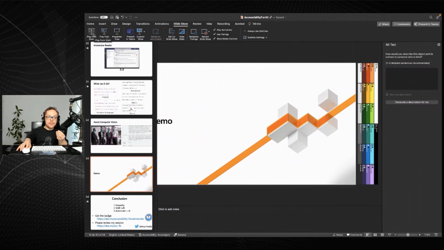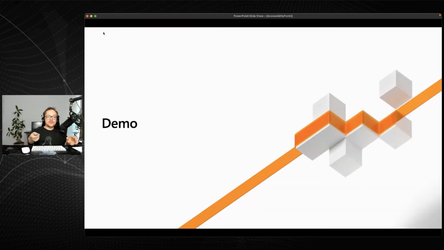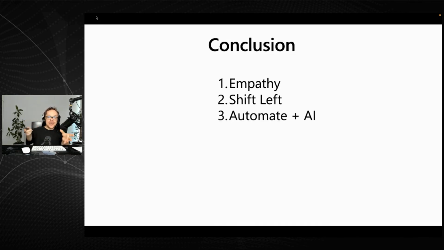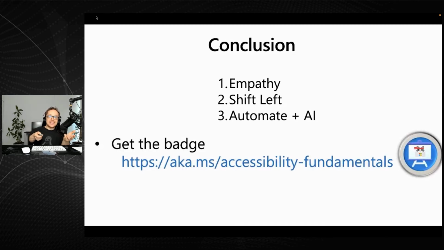So let's go play from here. The last thing I want to show you before we open up for Q&A is the conclusion. So in conclusion, empathy: show how you can use your persona spectrums, become the customers and clients using your system. Shift left: introduce the DevOps tool chains to be able to test it, use Accessibility Insights. Automate with AI, use Immersive Reader, use computer vision there. And then last, get the badge.